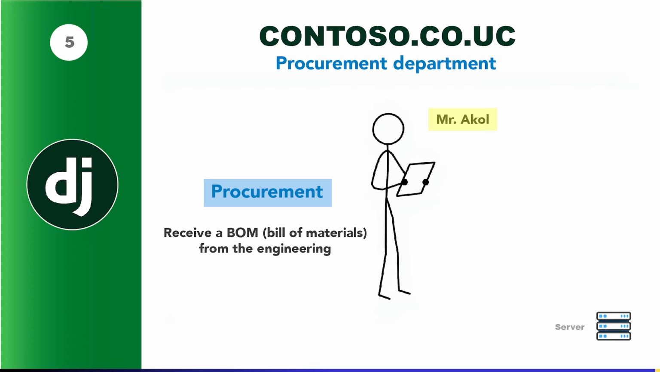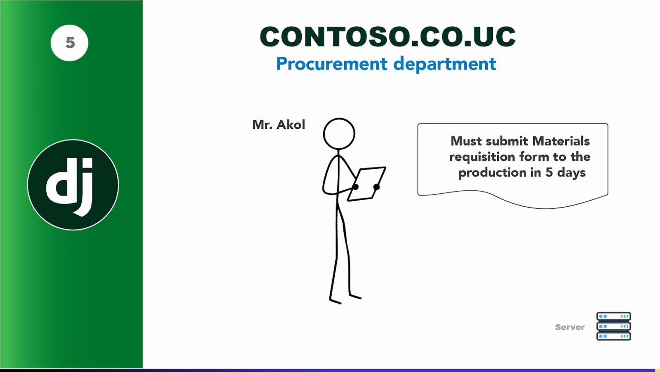And in the procurement department, on their turn, we have Mr. Akol, or Alcohol, but Mr. Akol is responsible, is one of the representatives in the procurement department in charge of receiving a bill of materials from the engineering team, and from the bill of materials, he is going to issue the material requisition form. Right. So after receiving the bill of materials, Mr. Akol is about to issue the material requisition form, but he has 5 days. Within 5 days, Mr. Akol has to submit the material requisition form to the production.